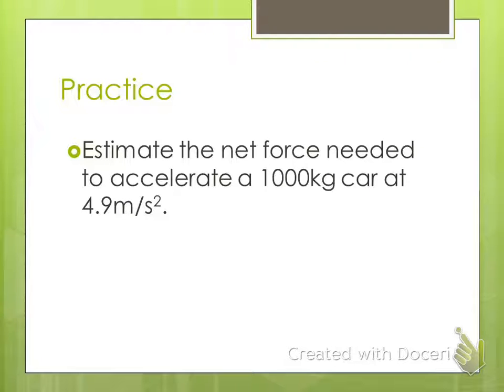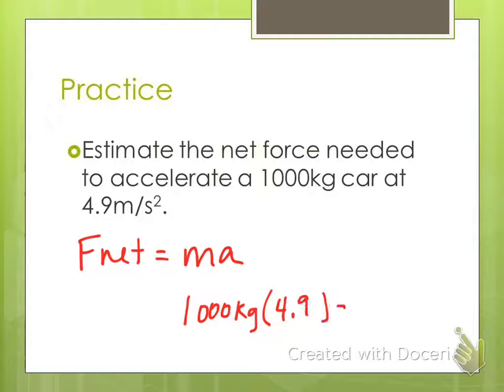Now we're going to start doing the math that goes with it. Estimate the net force needed to accelerate a 1,000 kilogram car at 4.9 meters per second squared. We don't really need the free body diagram yet. We're just looking at the net force, and we're doing the math that goes with it. So F net equals MA. This problem is really as easy as it seems. 1,000 kilograms times 4.9. That's it, right? 4,900 newtons.